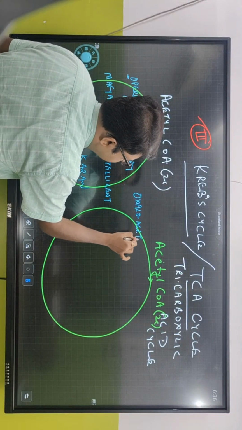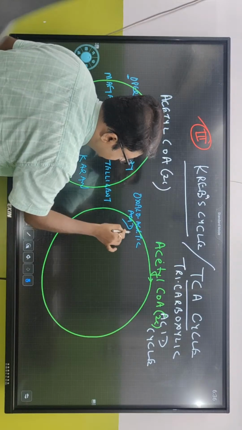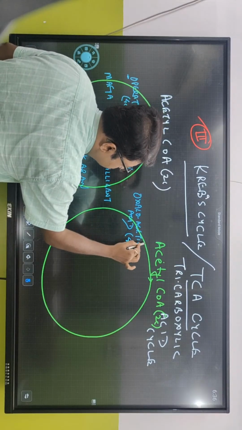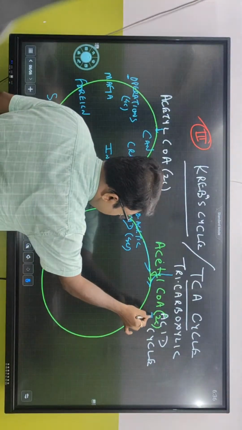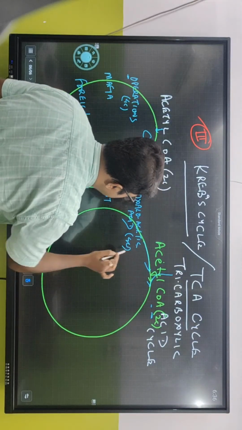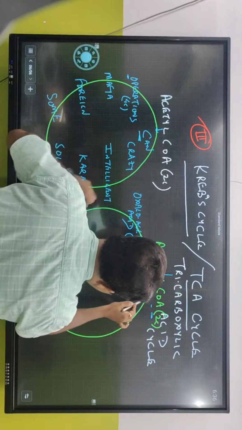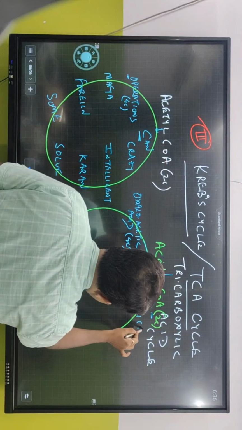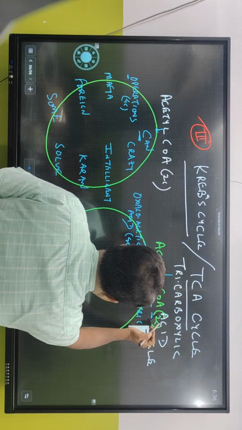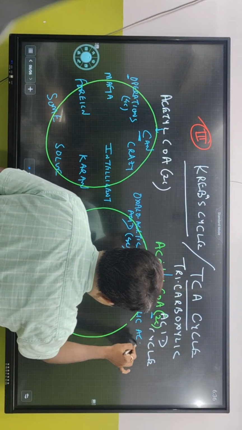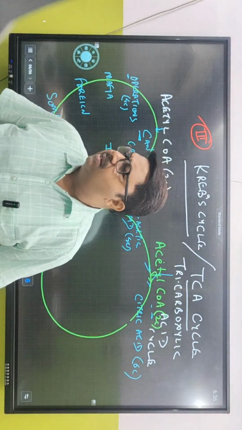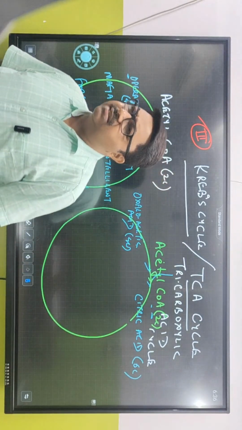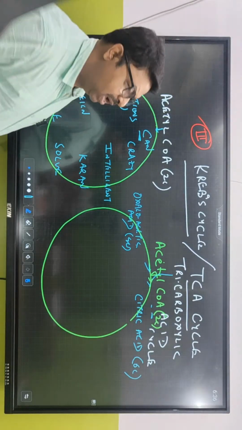It is oxaloacetic acid. How many carbon does it contain? 4 carbon. So 4 carbon ঢুকছে আর এখান থেকে আসছে কয়জন? 2 carbon. 4 plus 2. It makes what? The C. And what is the C? Citric acid. This is citric acid. How many carbon does citric acid contain? 6 carbon.